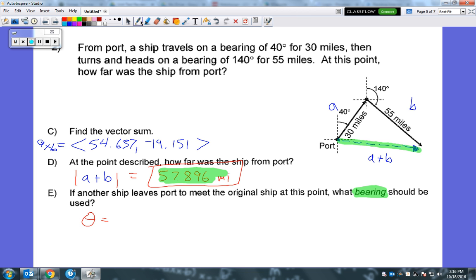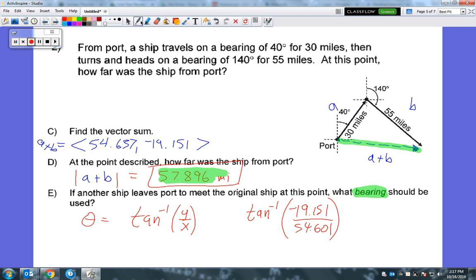You remember how to do that? Make a reference triangle from the components. You can make a reference triangle or know that you're going to take the arc tangent. Because you have x and y components, it will be the arc tangent of y over x. You with me? Okay. So it's going to be the arc tangent of negative 19.151 divided by 54.601. I got negative 19.316. Yep, that's right.